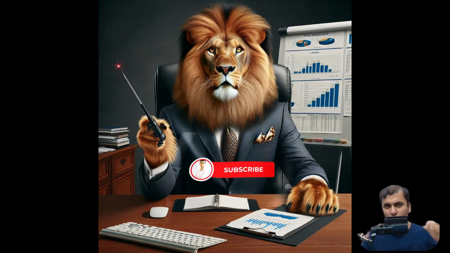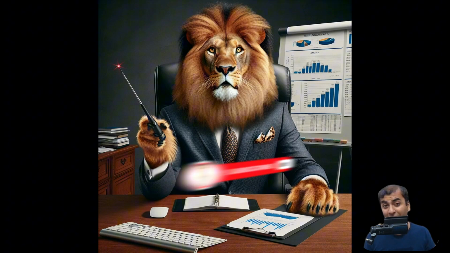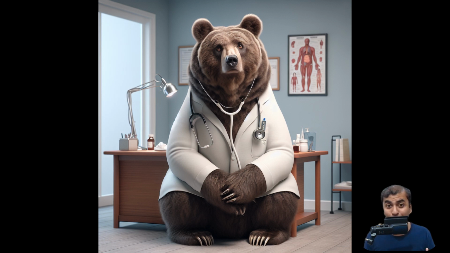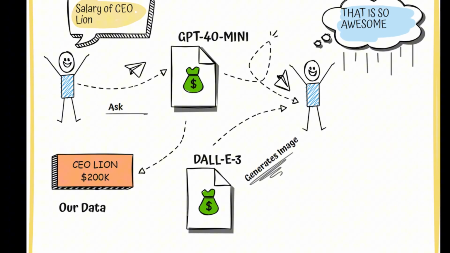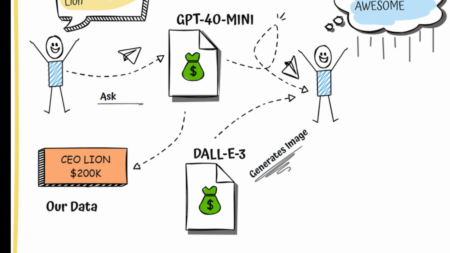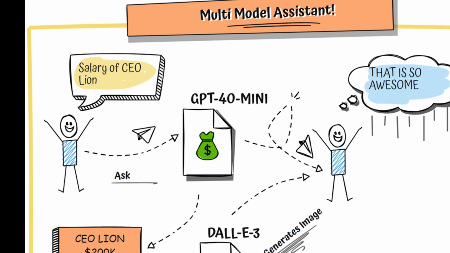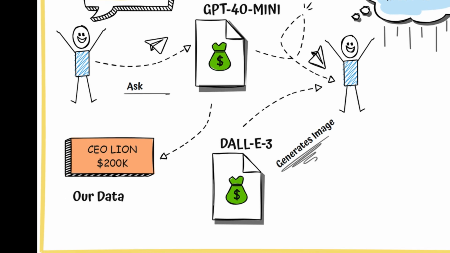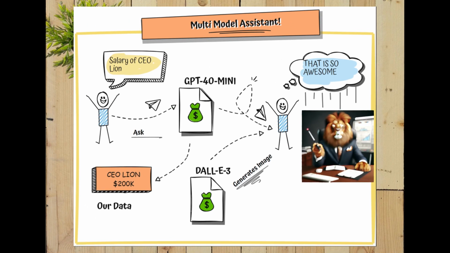Hi there! Using the power of AI, we are building realistic 3D images of animals with jobs and salaries. Let's bring those ideas into life by creating a chatbot in Python. My fellow assistant will guide you through all the process. Thank you, Ali. In this tutorial, we are going to create a multimodal assistant using GPT-4o-Mini and DALL-E 3. When asked about animal salaries, it will respond with the salary stored in our data and generate an image based on the animal's job title.